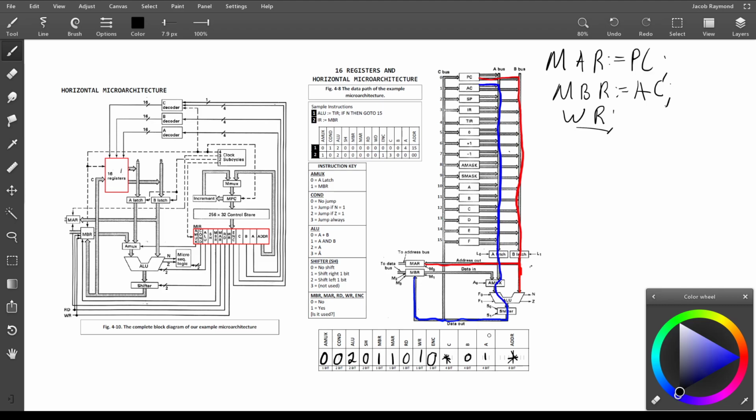Keep in mind, this A, B, and C have absolutely nothing to do with these. They're completely and entirely different. These are just some general purpose registers called A, B, and C. These right here refer to what you're reading onto the A, B, and C bus. So this isn't asking what's the value of the A, B, or C register. It's asking which register do you want to read out onto the A and B bus or write to from the C bus.